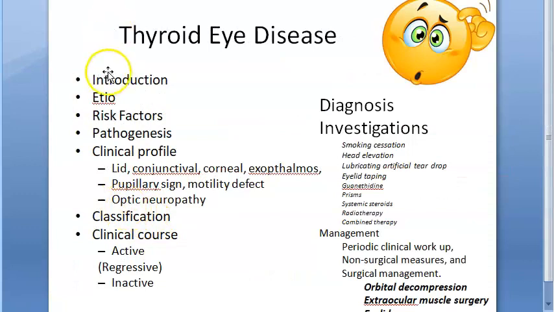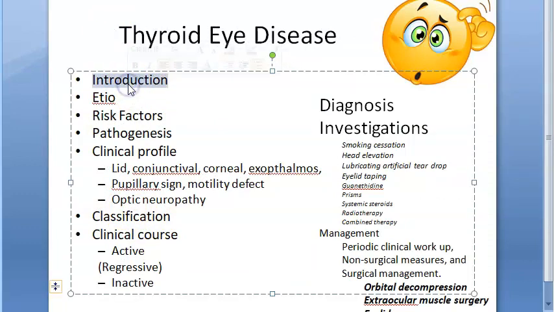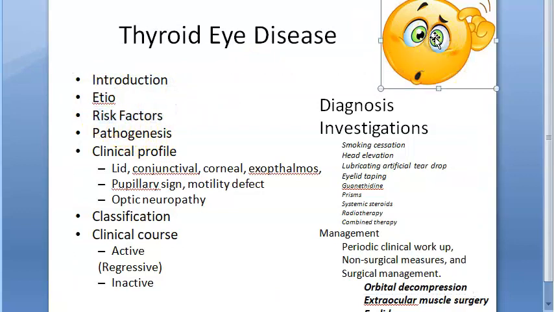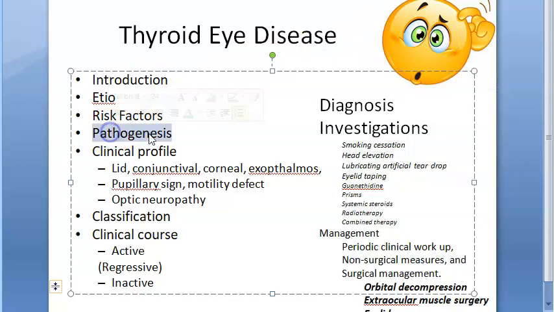Let's just see what we have finished so far. We saw introduction. What are the 3 things? Guys, come on, say the 3 things are lid lag, lid retraction, and proptosis. Etiology, we saw hyperthyroidism 90% of the cases. Risk factors will be female, middle age, etc. Pathogenesis will be that antibodies which are common to thyroid and eye start attacking the fibroblasts first and then the eye muscles. Clinical profile, you saw lid retraction, so many signs we saw.